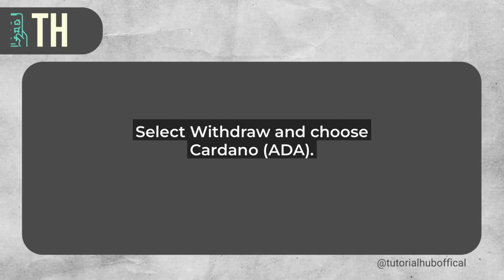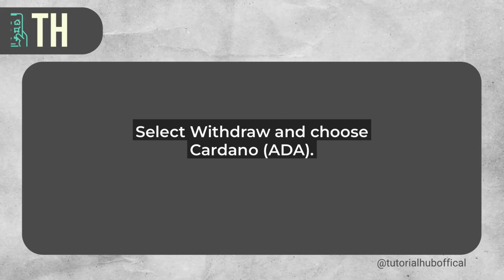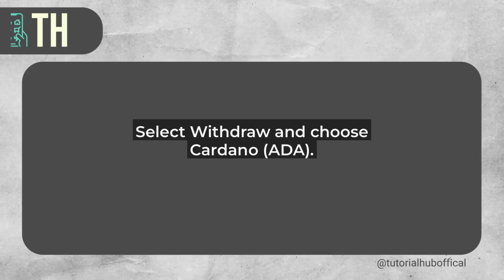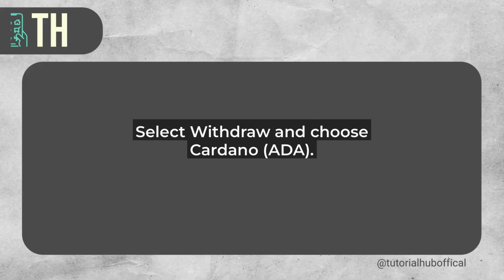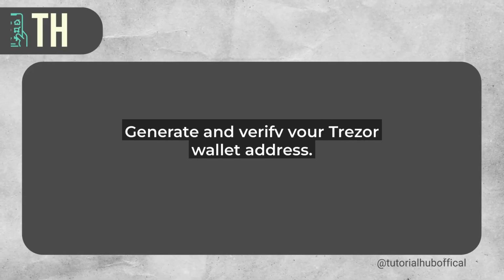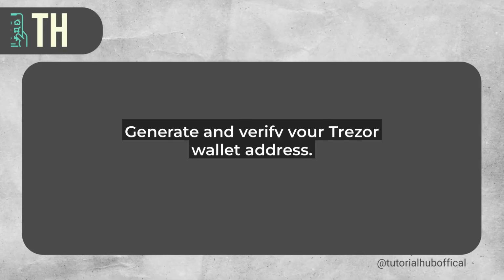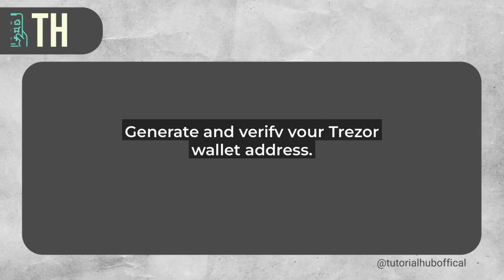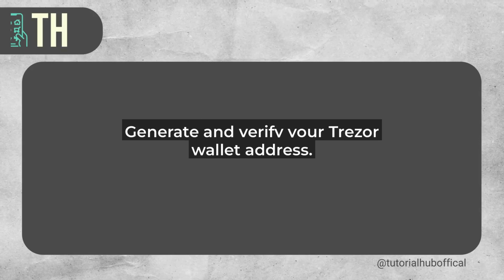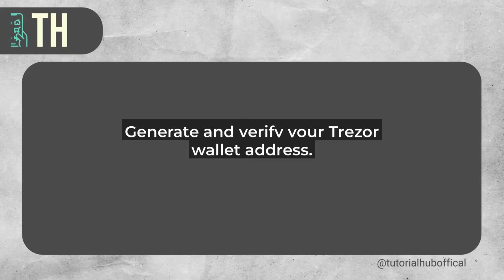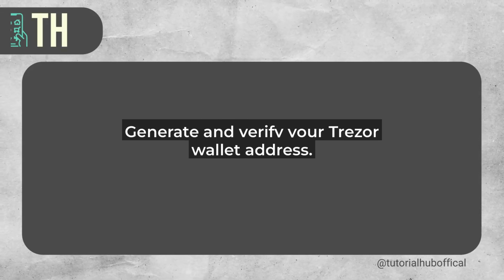Step 2. On your Trezor device, open the Trezor Suite app and navigate to the Cardano wallet. Generate or select your ADA receiving address. It's usually a long string of letters and numbers, so copy it carefully to your clipboard. Pro tip: always verify the address on your Trezor screen to make sure it's correct. Mistakes here can lead to permanent loss of funds.